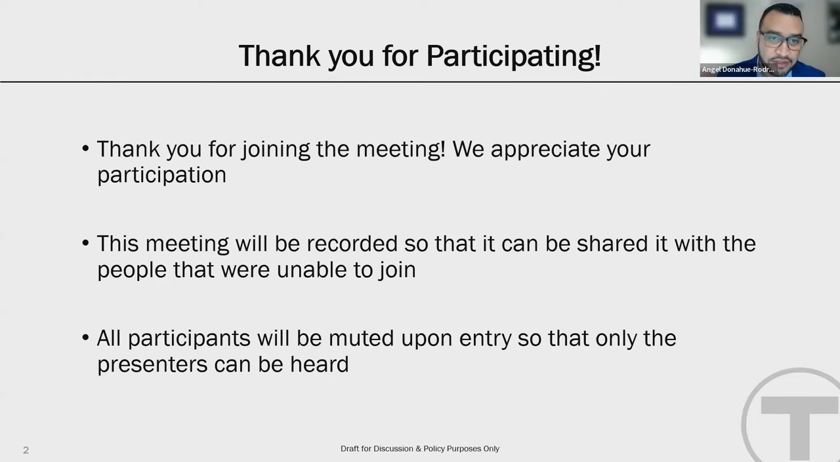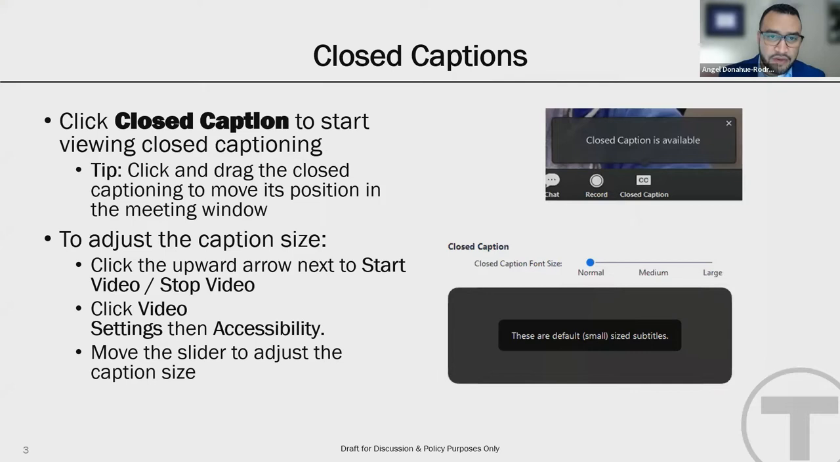Before we get started, I'd like to go over a few meeting controls for folks who are not familiar with Zoom. Next slide, please. We have closed captions for this meeting. By default, subtitles should be appearing on the bottom of your screen. If you do not see these captions, please press the closed caption button to get them started. Next slide, please.